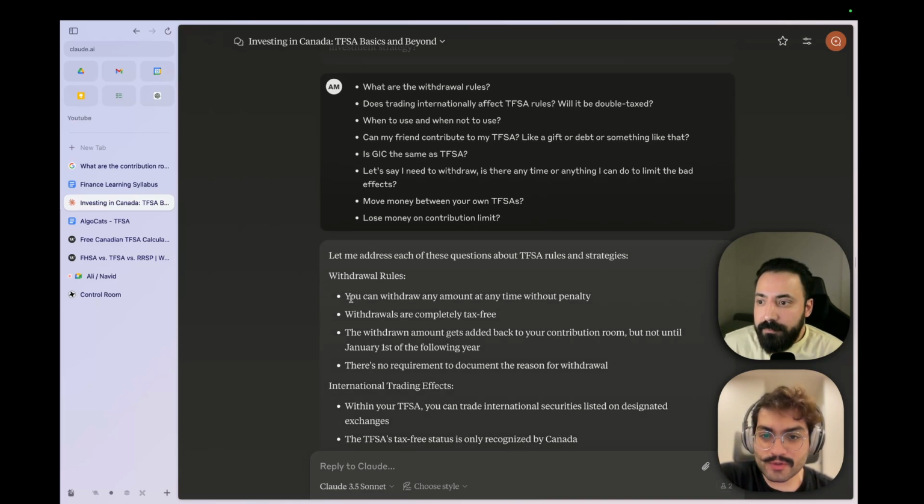So withdrawal rules: you can withdraw any amount anytime without penalty. Withdrawals are completely tax-free. The withdrawn amount gets added back to your contribution room next January 1st. There's no requirement to document the reason for withdrawal. Okay, cool.